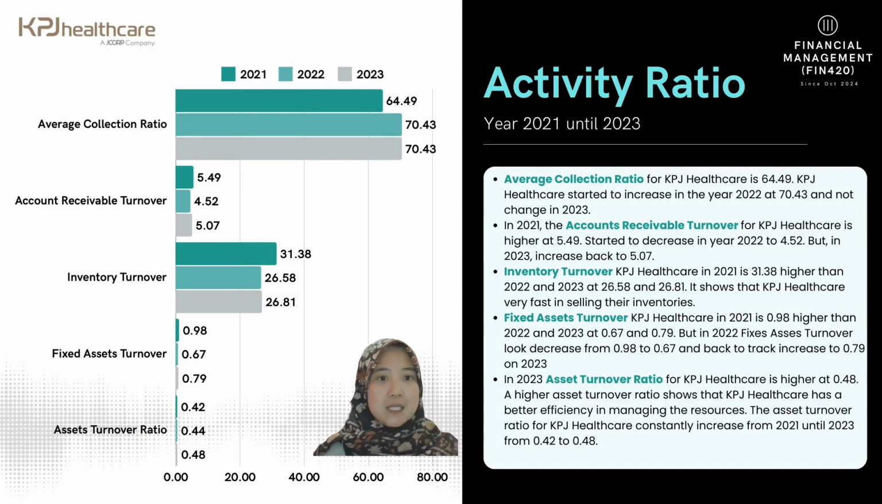Inventory turnover for KPJ Healthcare in 2021 is 31.38, higher than 2022 and 2023. It shows KPJ Healthcare is better at managing inventory.